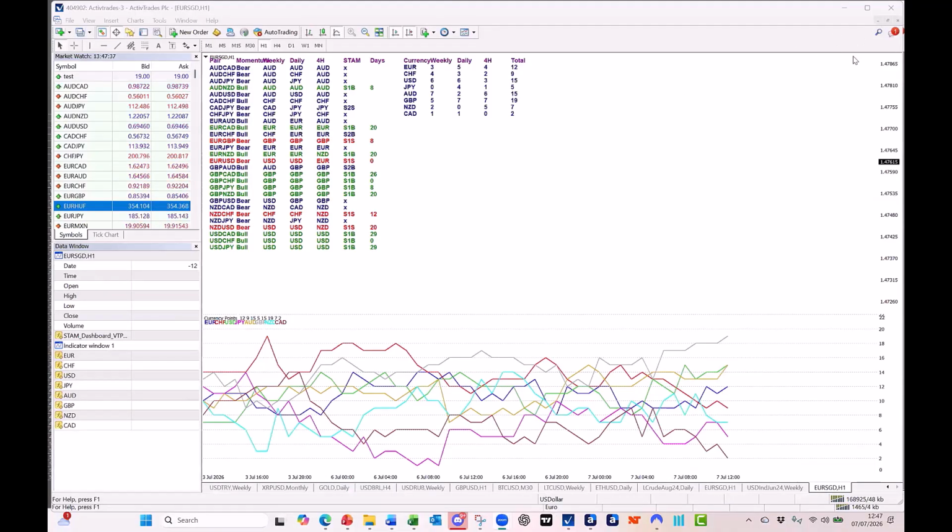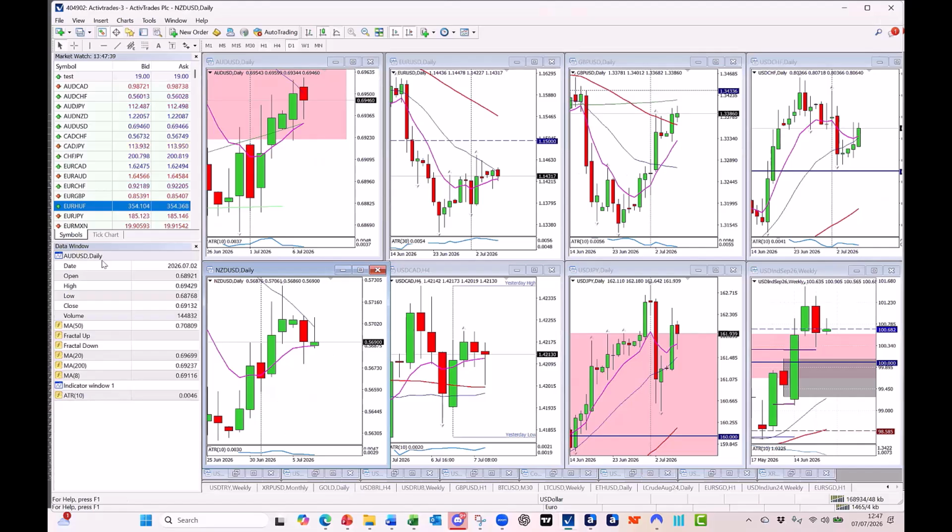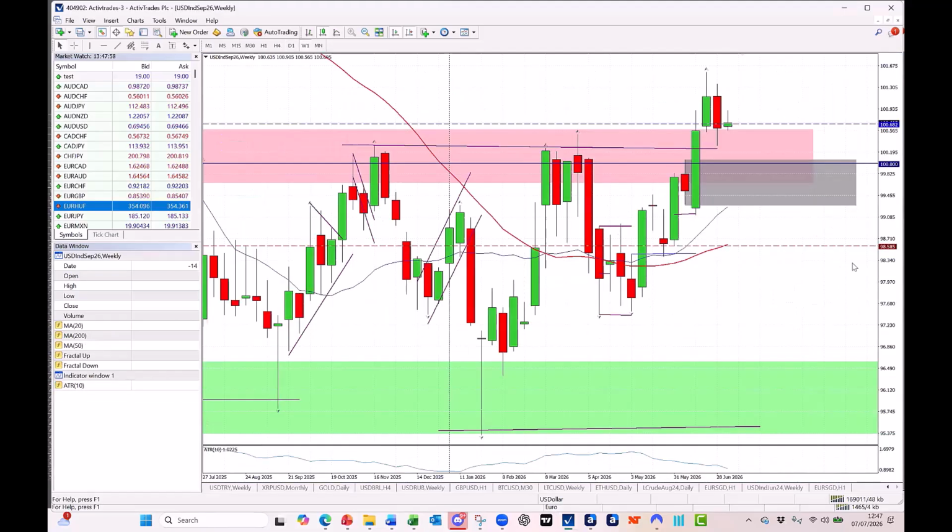Okay, so here we are. Where are we starting? We've got the dollar profile on here: Aussie dollar on the daily, Euro dollar on the daily, cable on the daily, dollar Swiss on the daily, Kiwi dollar, dollar Canadian, dollar yen, and the dollar index as always. So as always, let's start with the dollar index.